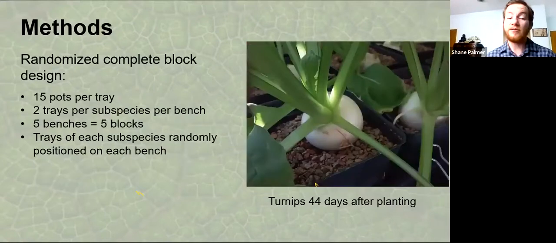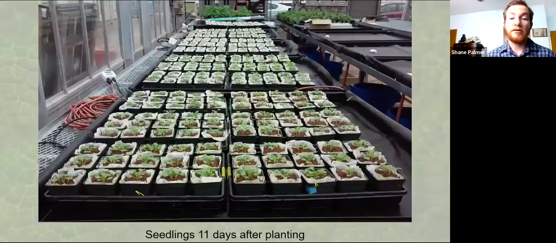This was another randomized complete block design with 15 pots per tray and 2 trays per subspecies per bench. I had a total of 5 benches, and each bench represented a block. Each of these pairs of trays was randomly positioned within the bench, and they were sub-irrigated with the fertigation solution. This is just an example of my plants in the greenhouse. The white paper around the edges of the pots is some coffee filter paper to keep the Arcillite in place without falling out of the bottoms of the pots.